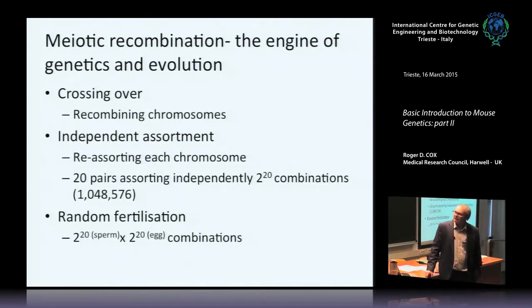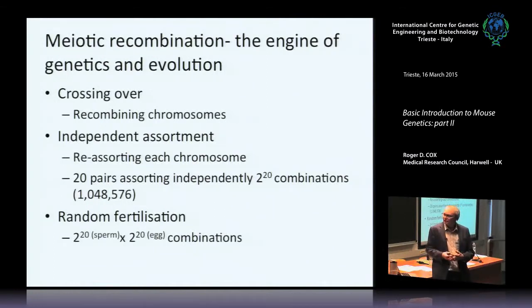The other feature of meiosis is independent assortment. So you reassort all the chromosomes. There are 20 pairs of chromosomes in the mouse assorting independently. That gives you 2 to the power of 20 combinations, about a million combinations. You get random fertilization. So you've got 2 to the 20 times 2 to the 20 combinations. So it's a huge amount of potential for reassorting and for giving us variation that evolutionary forces can act on, for example.